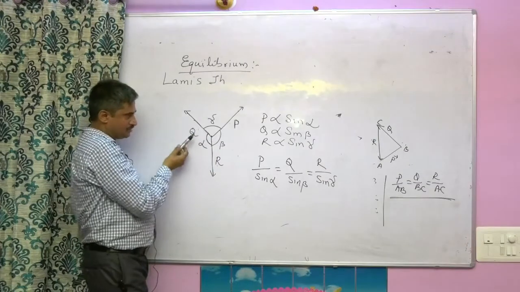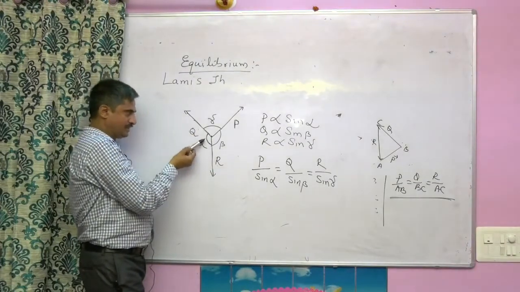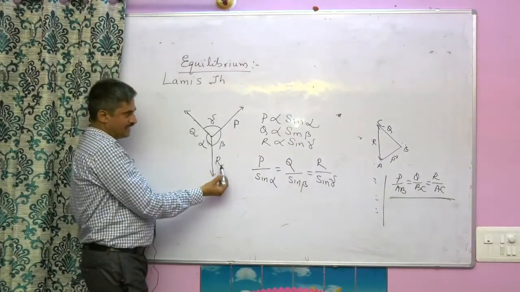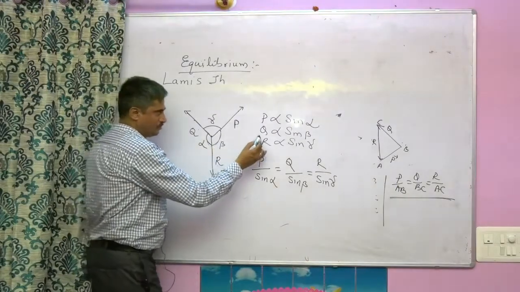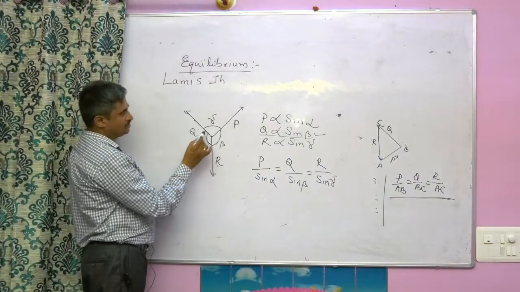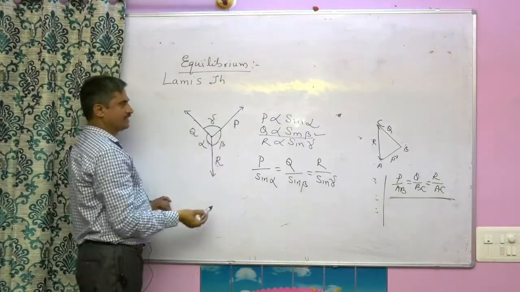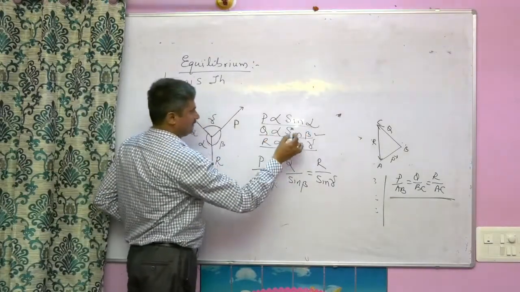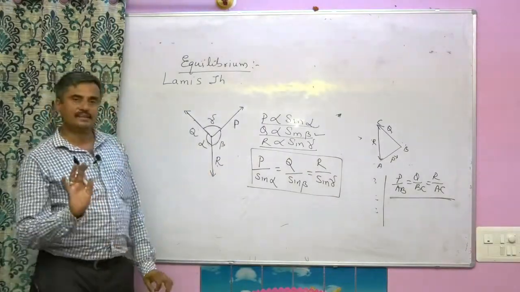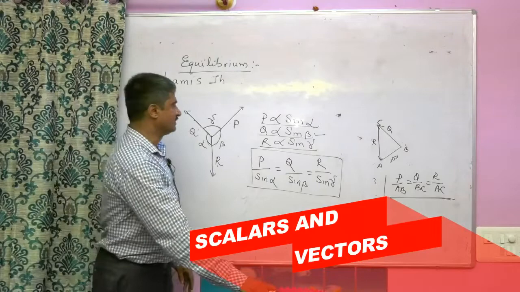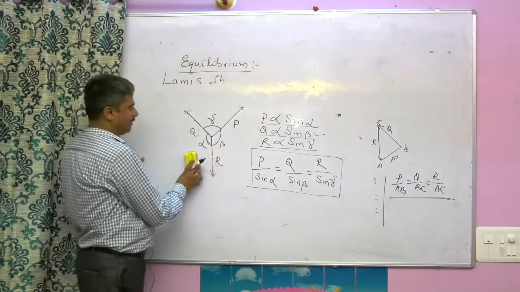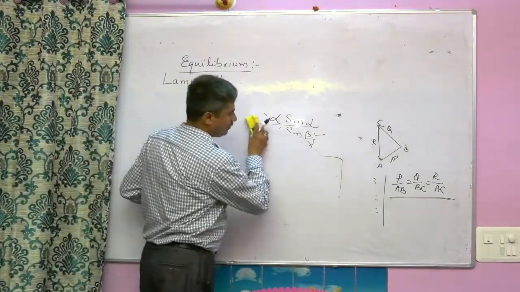P is proportional to the sin of the angle between R and Q, that is sin alpha. Q is proportional to the sin of the angle between P and R, that is sin beta. R is proportional to the sin of the angle between P and Q, that is sin gamma. Therefore we can write P by sin alpha equals Q by sin beta equals R by sin gamma. This is the condition for equilibrium of three forces: Lami's theorem and law of triangle of forces.